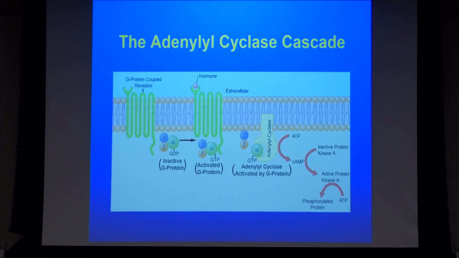So you bind one hormone molecule and end up phosphorylating 100 or 1,000 proteins. So you get this tremendous amplification effect through this cascade. So does that answer your questions? Okay.